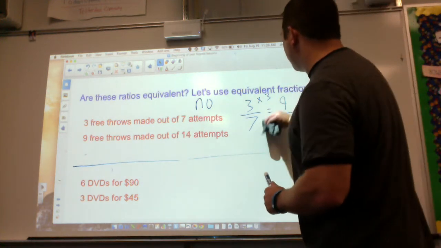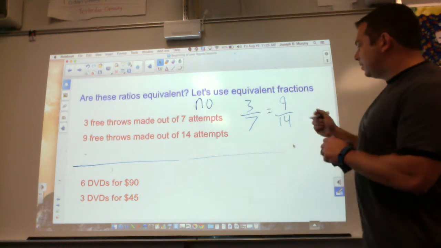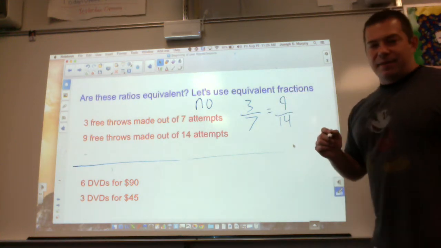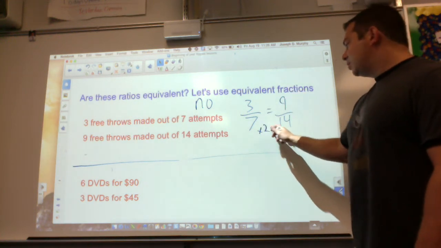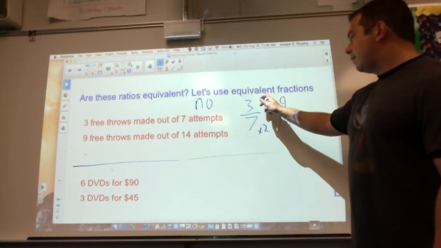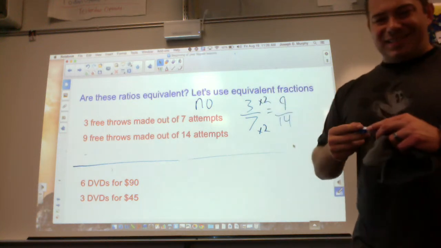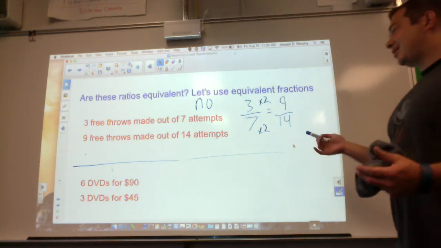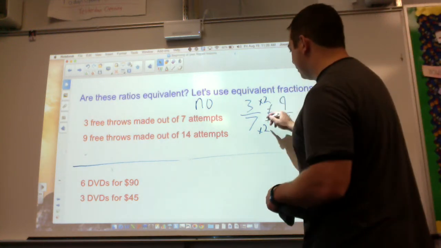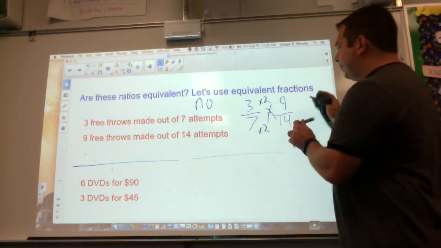Now, I could even start from my denominator. I could have said, how do I go from 7 to 14? I multiply by 2. Okay, so I have to do the same thing on top. What's 3 times 2? Well, it's 6. All right, so those are not equivalent. Nope, nope, nope. Let's check out the other question.